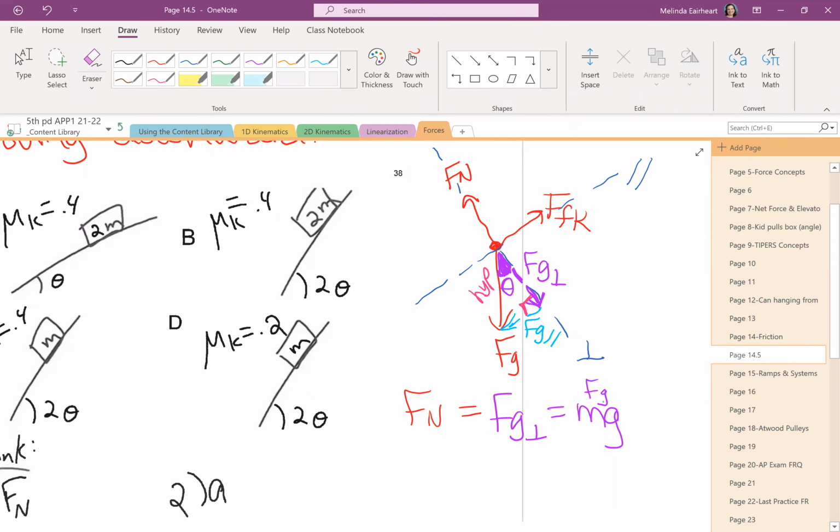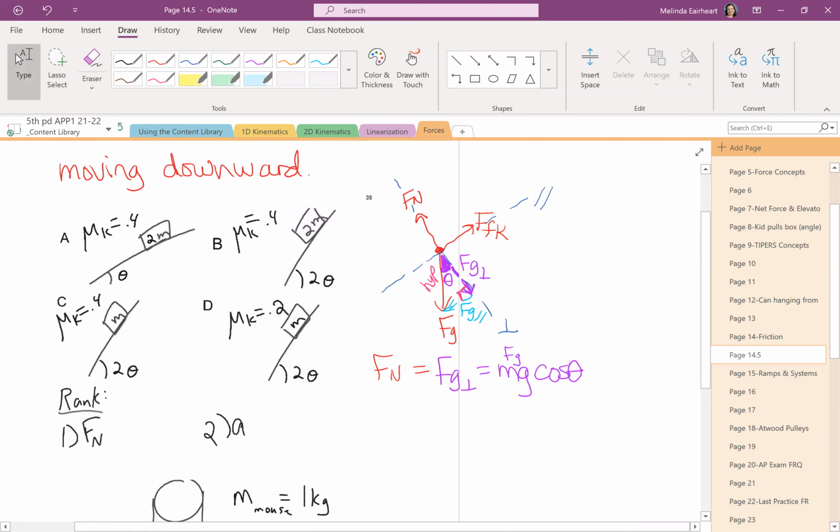Cosine, because the perpendicular component is adjacent and FG, mg, is the hypotenuse. Whoever, they all have the same gravity here, right? Assuming they're all on the same planet. So it depends on who has the biggest mass, but also watch out for cosine theta. We've got theta in A, and then B, C, and D all have 2 theta. So we have to consider, as theta increases, what happens to cosine theta?